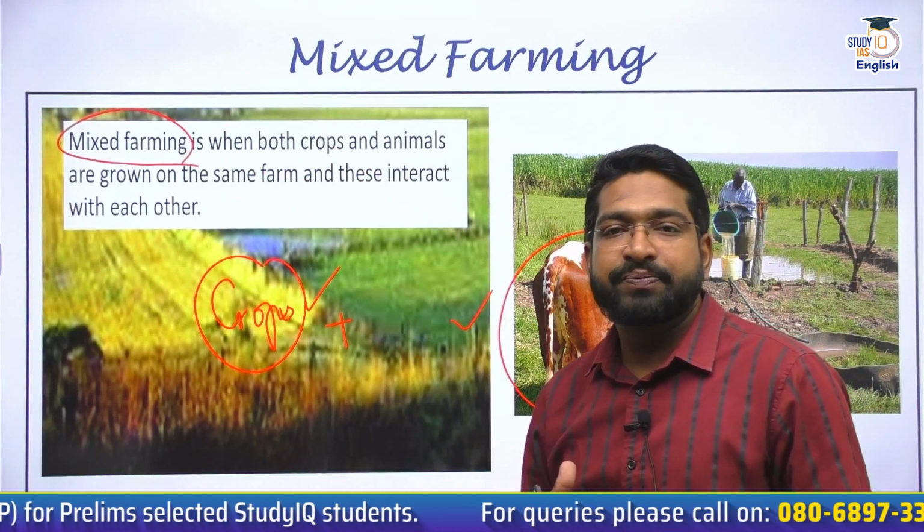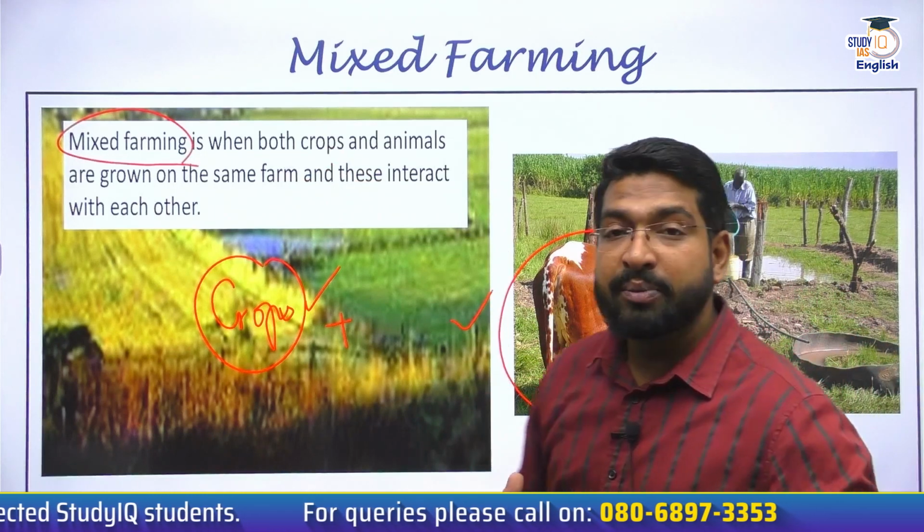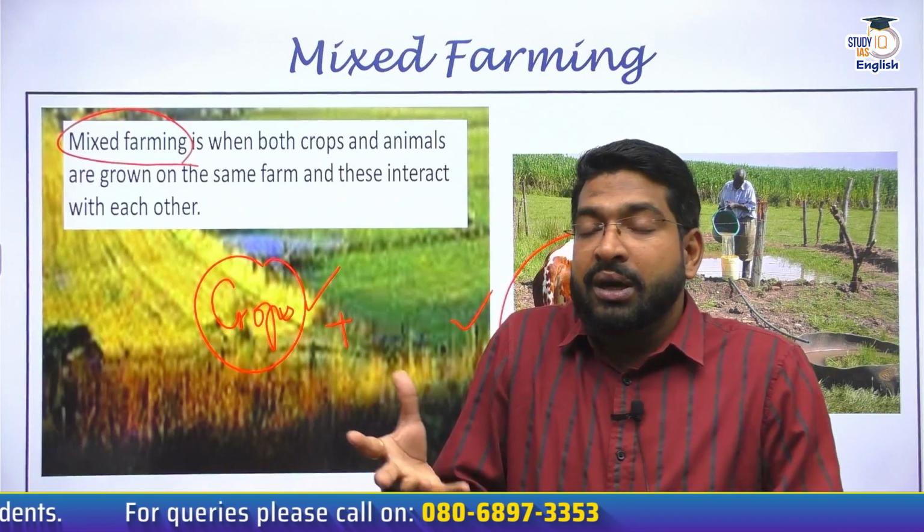with each other. For example, this particular animal is going to provide me milk, it is going to provide me draught power, it is going to provide me the organic material for creating the compost. All right, so all these things will be done.